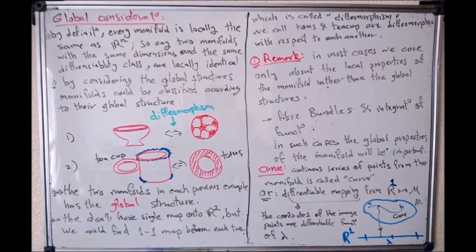I need to introduce the global consideration, the global structure of the manifold. By considering the global structure, the manifold can be classified according to it. And here there are two very funny examples. The first is a ball and a cube, but a cube without a handle. These two are both manifolds, and locally, if I look at each one, they are exactly the same.